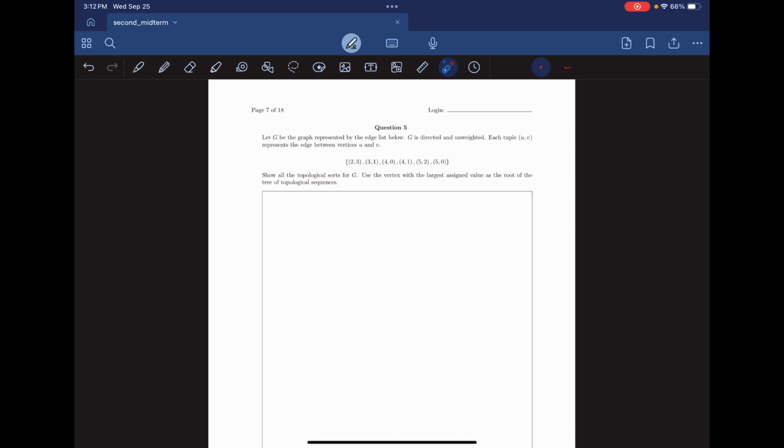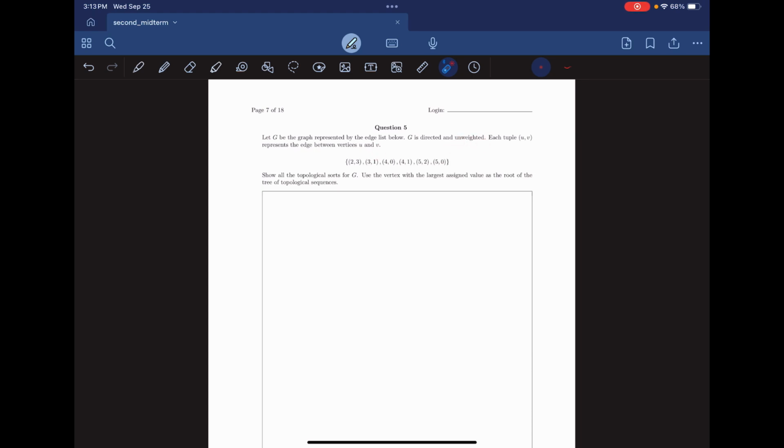G is directed and unweighted. Before we go any further, I just want to clarify what directed and unweighted means. G is directed means that for every edge in G, there is a start point and an end point. You might remember from question 4 on this exact same exam, the edges were undirected, and so that meant that you could go from U to V, or you could go from V to U for each edge. But if it is directed, that means that you can only go from starting vertex U to ending vertex V.